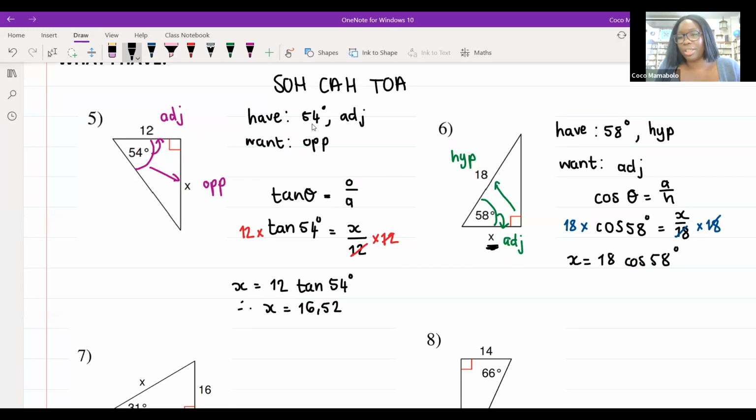And if I punch that into my calculator, what do I get? Therefore, X is equal to, this is your job now. Quickly. 18 times cos of 58, close brackets, is equal to? I'm still finding it. No worries. It's 9,5.